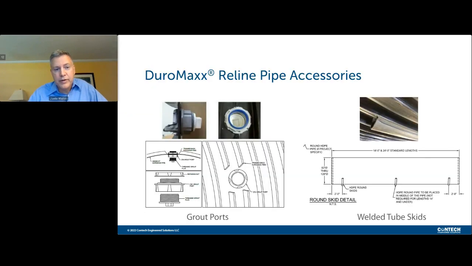Some of the accessories we can offer for liner are a 2-inch diameter threaded grout port. For large diameter reline, it's important to grout in stages, and these grout ports can be placed anywhere inside the pipe to assist with the grouting. As well, we can weld tube skids on the bottom of the pipe, and this helps to reduce friction during the insertion process.